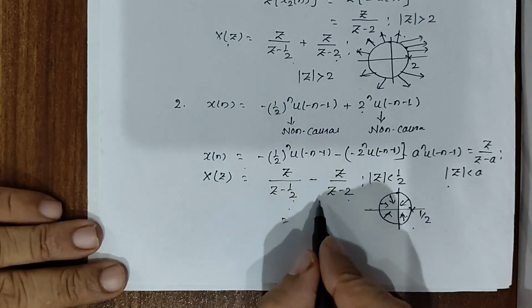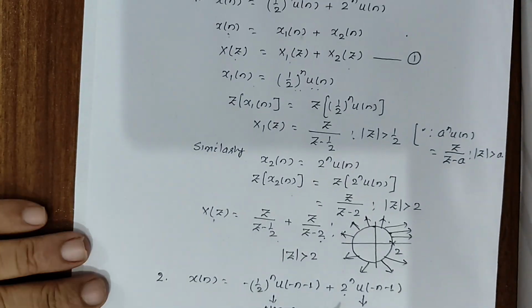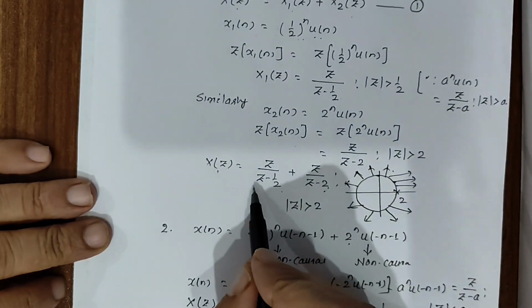So this is the result of a non-causal sequence, and this is the result of a causal sequence.